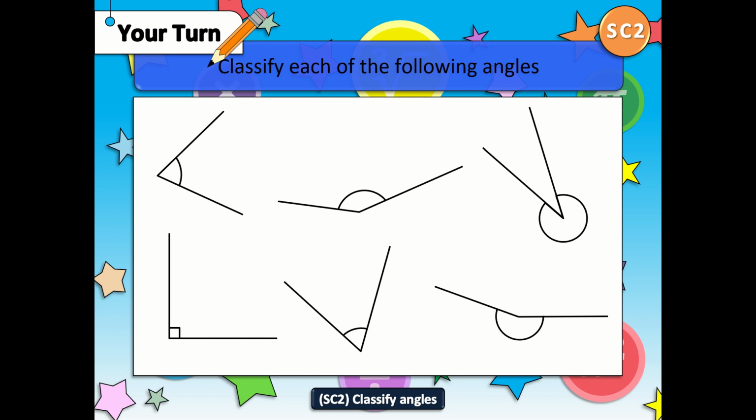Here's some questions for you to have a go at. So you need to give the name of each type of these angles. Pause the video, and when you're ready for the answers, press play.